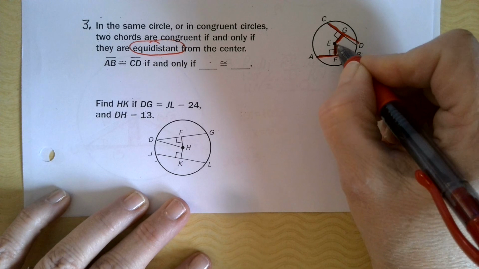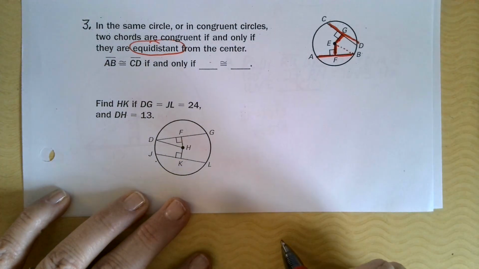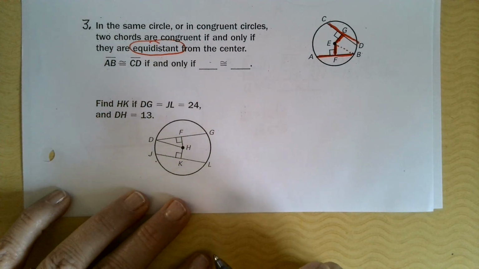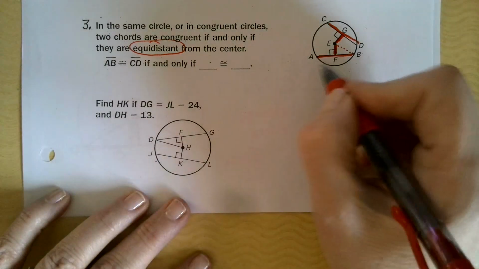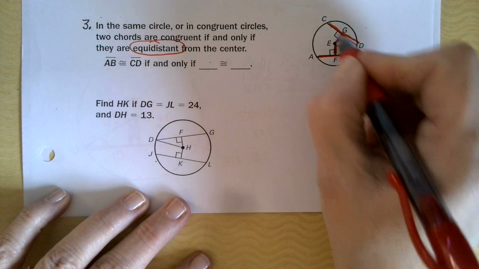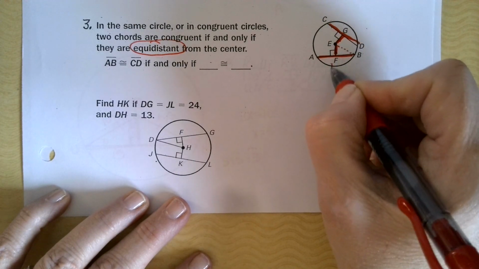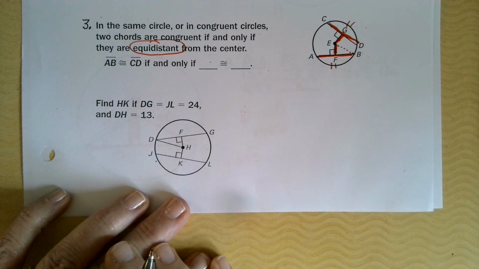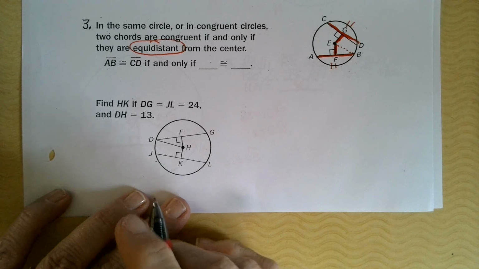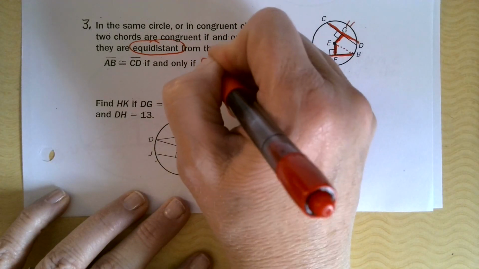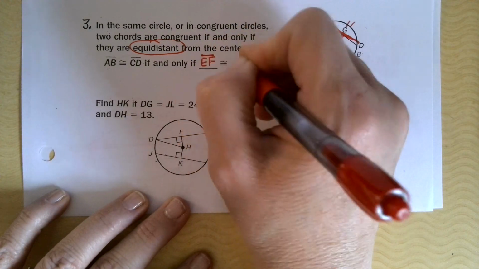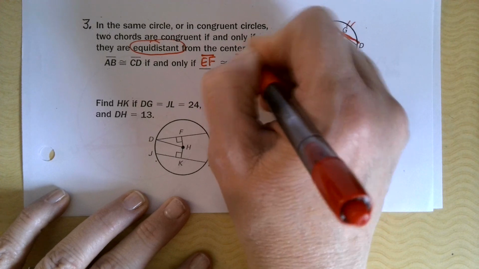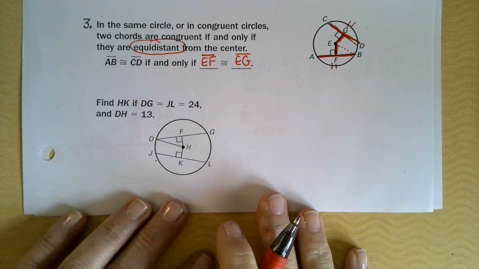Of course, you can see that we can put right triangles in there again and do all sorts of things. And by the way, if these two are equal, then these two are equal. See how that works? So to fill in the blanks, EF and EG would be congruent.